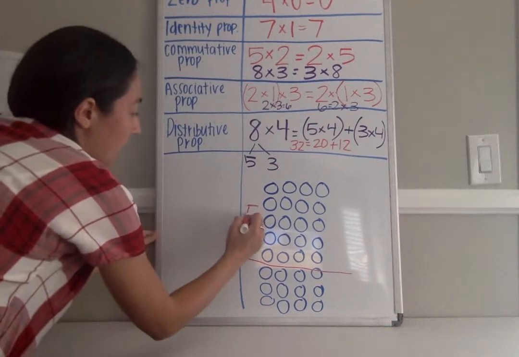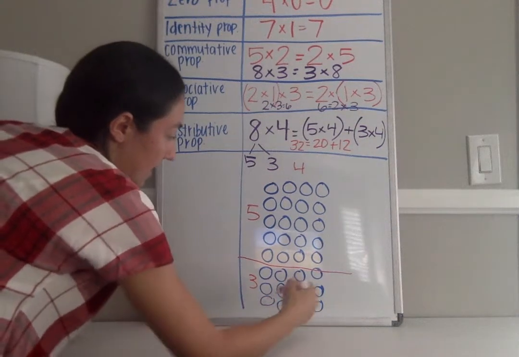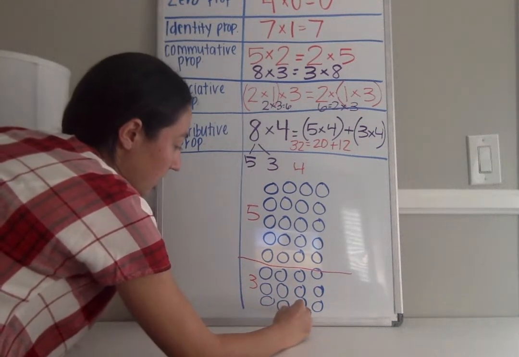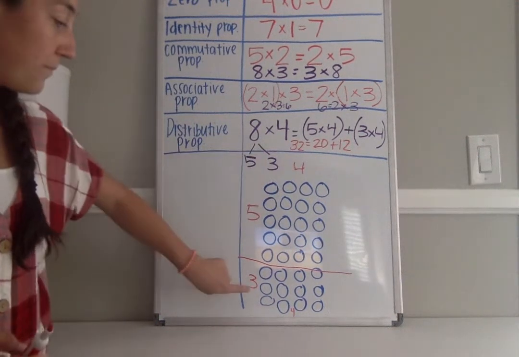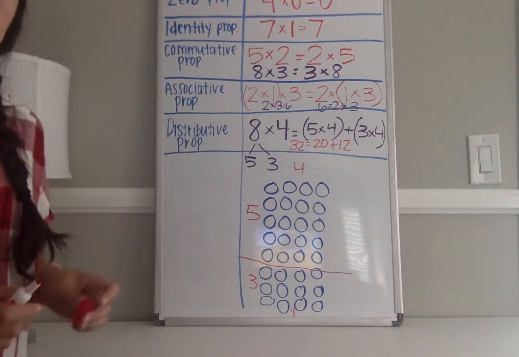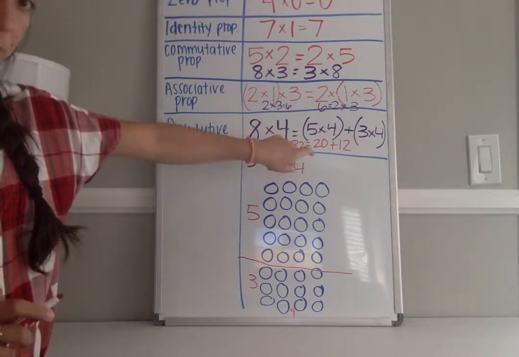And again, if this is 5, this is 4, this is 3, and then that bottom part is 4, I'm trying to write it so you can see it, you would multiply 5 times 4, 3 times 4, and add both of those answers together to get your total of 32.